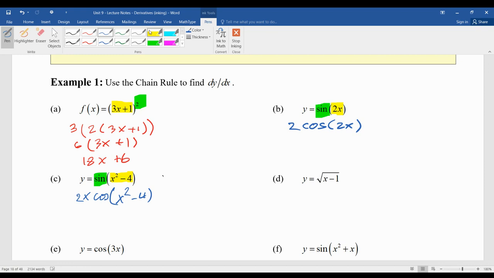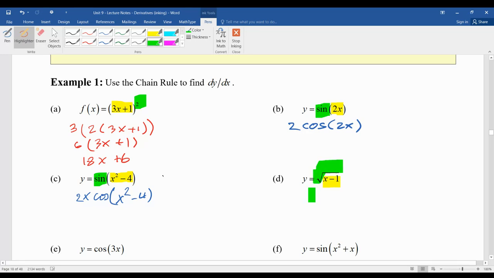All right, let's do example D. So the inner function is x minus 1, and the outer function is the radical of that. Okay. So when you take the derivative of x minus 1, that's simply 1. Now, what's the derivative of the square root?